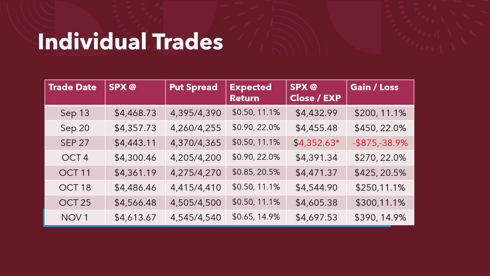November 1st, the last cycle, to roughly November 5th expiration, when Brent asked his question during the Friday session. SPX on November 1st is at 4613. We would have likely sold the 4545 and bought the 4540 spread. 65-cent net credit. It expired worthless.